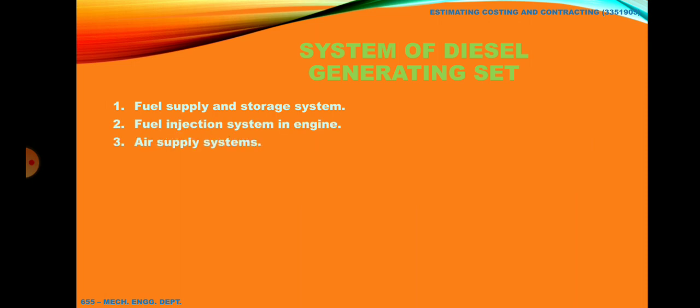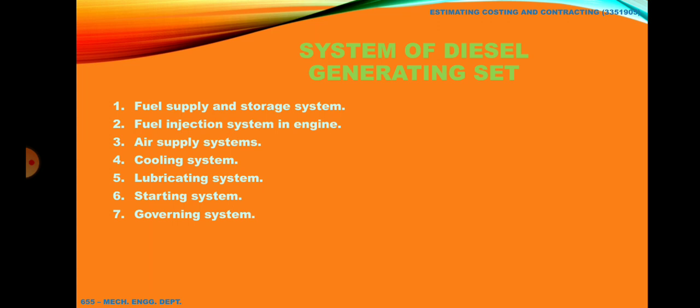Now, in process cost estimation, we have to see the cost of a diesel generating set. To understand, we first have to look at the systems of a diesel generating set. The first one is the fuel supply and storage system. The second is the fuel injection system in the engine. The third is the air supply system. The fourth is the cooling system. The fifth is the lubrication system. And the last is the starting system and the governing system.